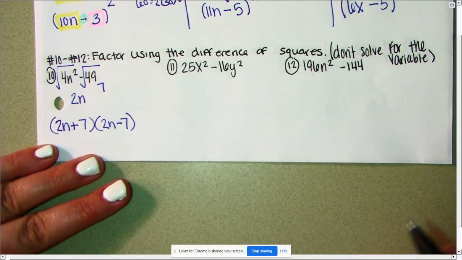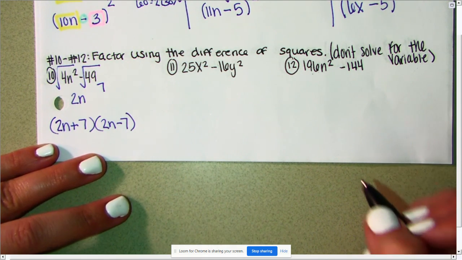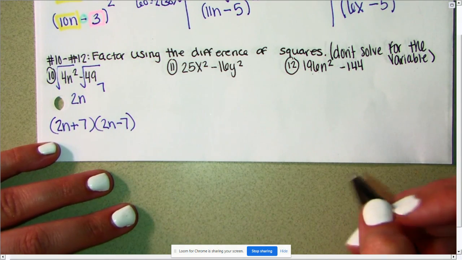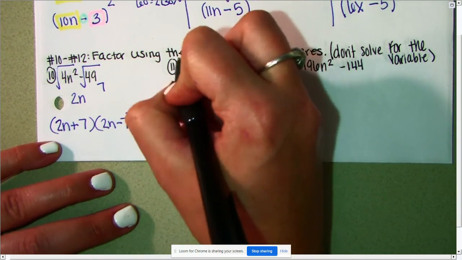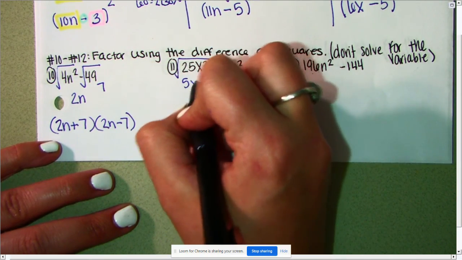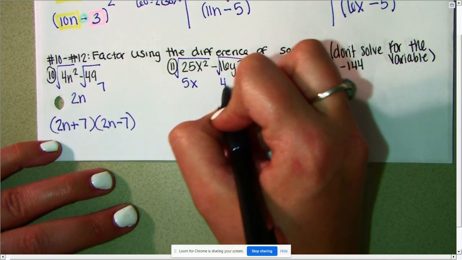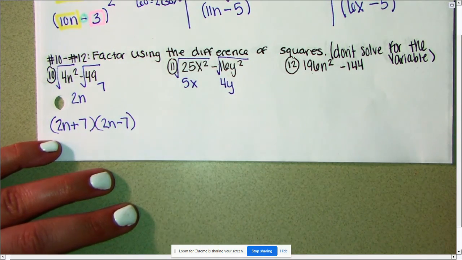Two terms, both perfect squares and separated by minus. That lets me know that difference of squares is the method for me. So I'm going to square root that. I get 5x. Square rooting here, I get 4y. It's okay to have different variables.